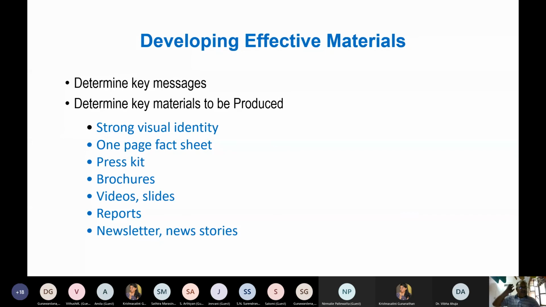We need to make several objects or several supporting documents, because these are important key factors to disseminate our doings. Strong visual identity, one-page fact sheet, press kit, brochures, video and slides, reports and other documentation, newsletters, news stories, etc., of success and failures, in order to disseminate these wherever, at whatever level, they are required to be distributed.